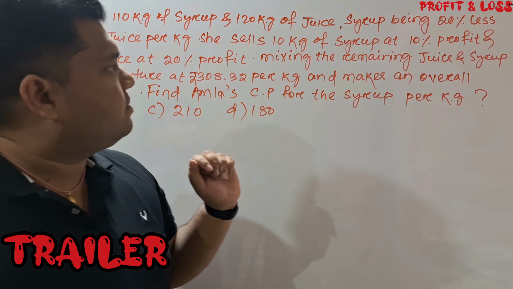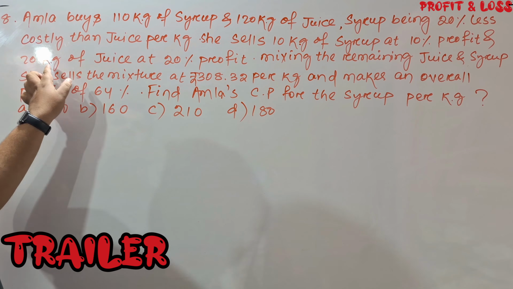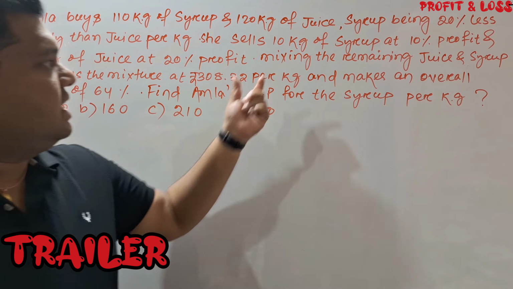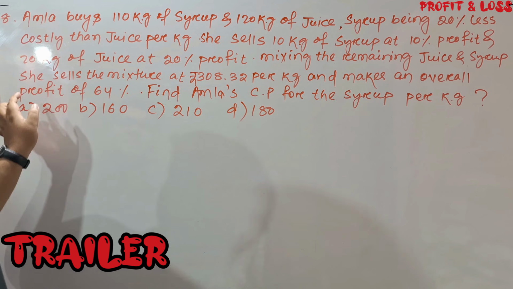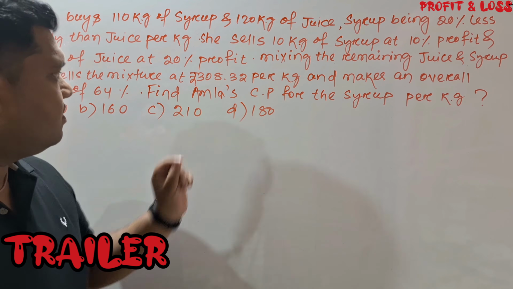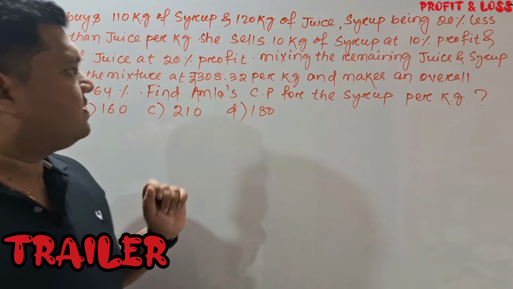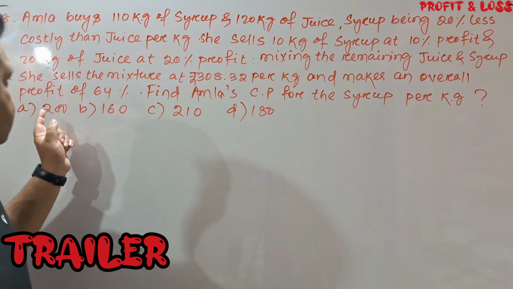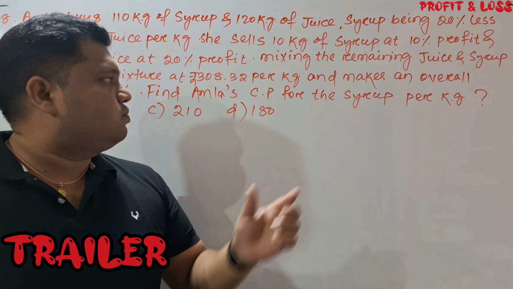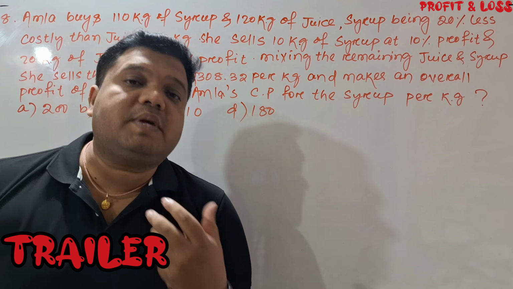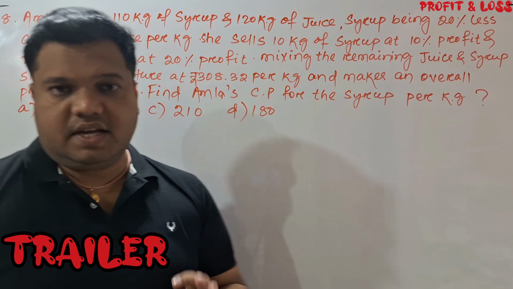She sells 10 kg of syrup at 10% profit and 20 kg of juice at 20% profit. Then, mixing the remaining juice and syrup, she sells the mixture at rupees 308.32 per kg. And this price is given. And makes an overall profit of 64%. All of you first try this one. You have to find the cost price of syrup. Okay. So first try for 30 seconds. Then you check my answer.